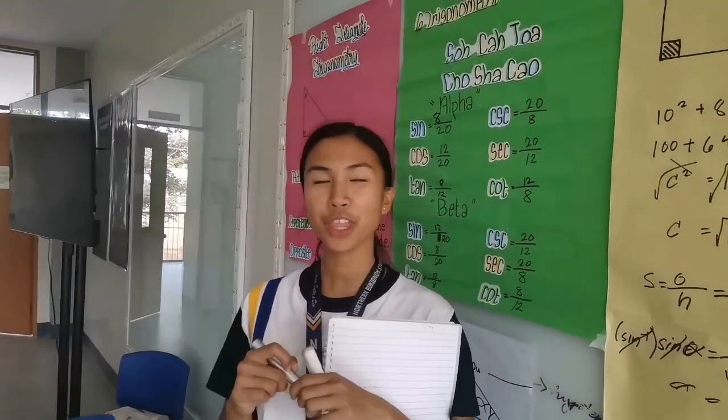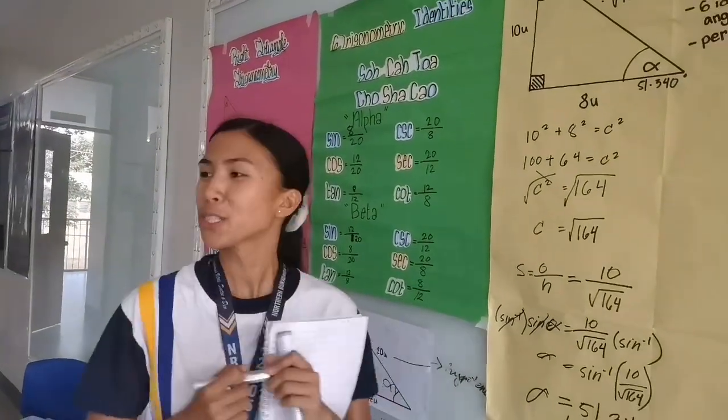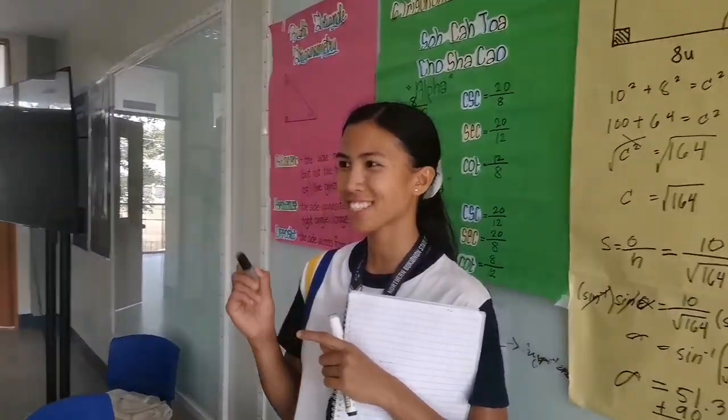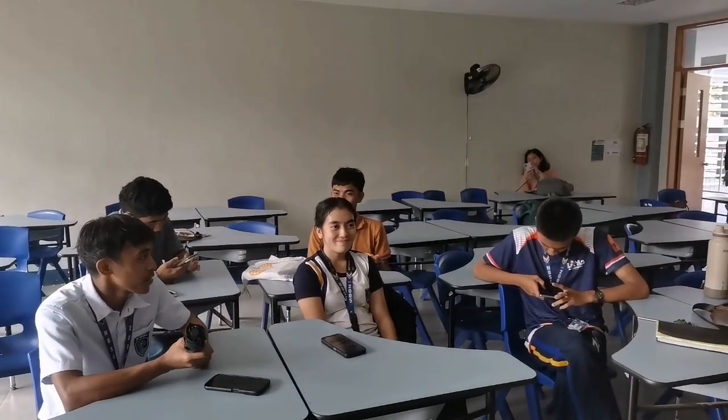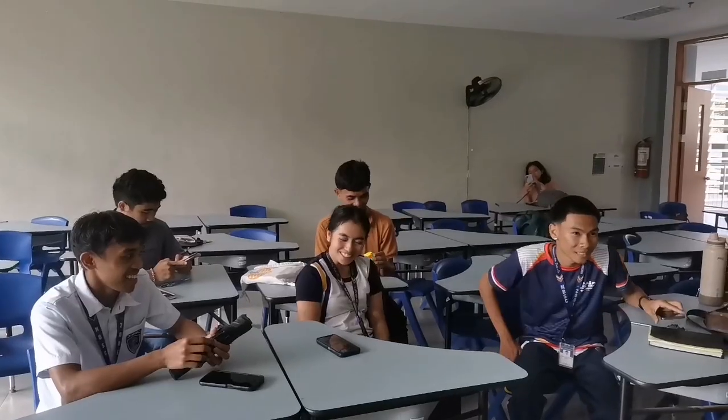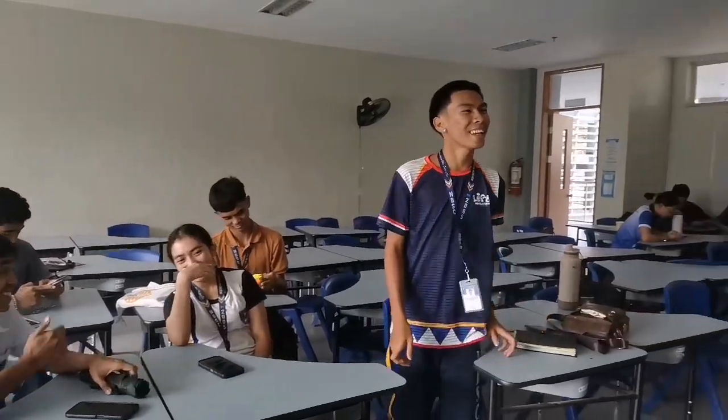Now that we have all the values of our triangle, students, can you please identify the 6 trigonometric identities? Who wants to volunteer? May I call Ivan? We would like Earl to volunteer. So, Earl, can you please identify the 6 trigonometric identities of this triangle? Okay.